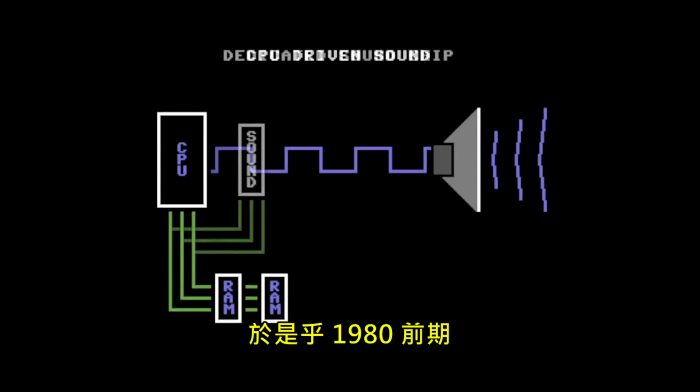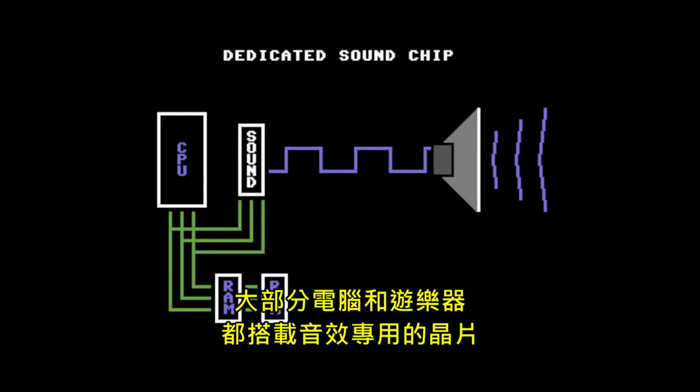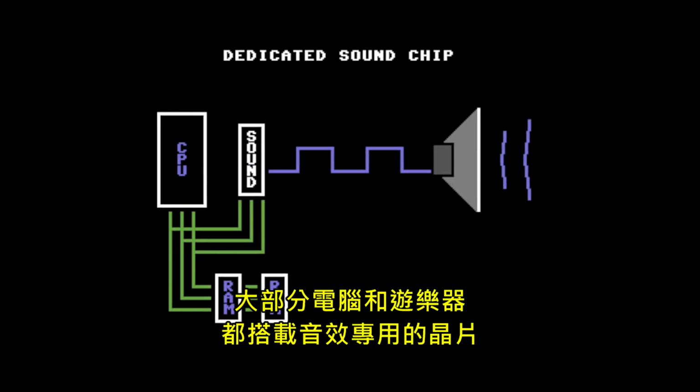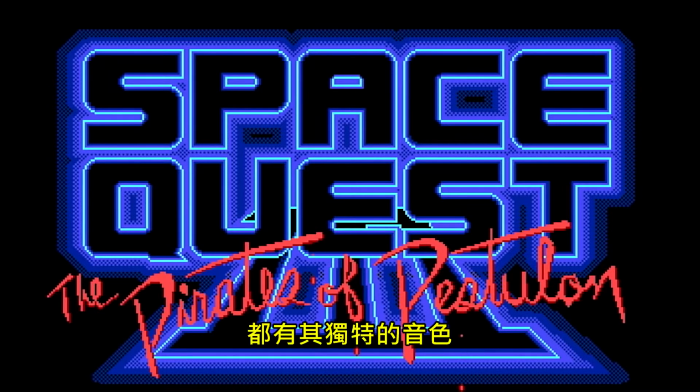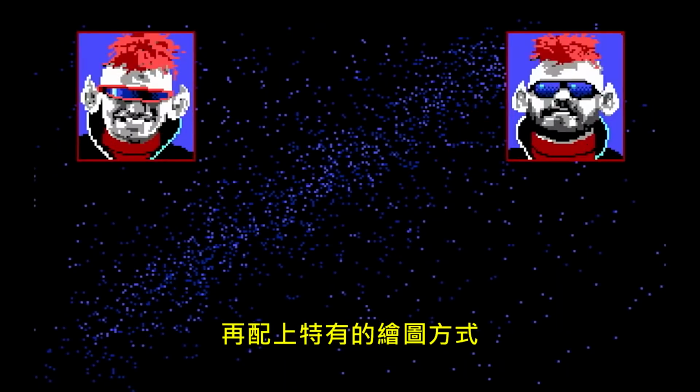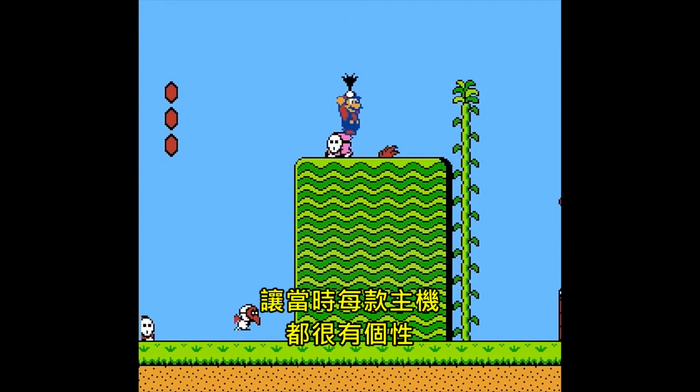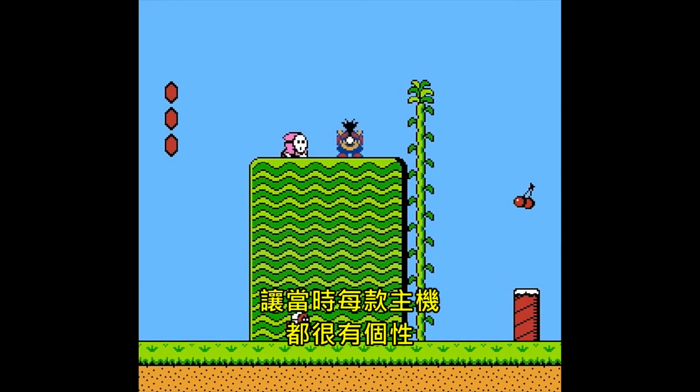So, by the early 1980s, most computers and game consoles had dedicated sound chips to take this load away from the CPU. Each system in that time had a very characteristic sound, along with its unique style of graphics, which helped to give each system its own personality.